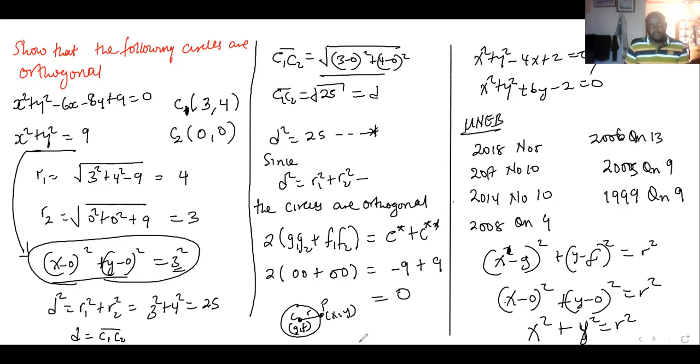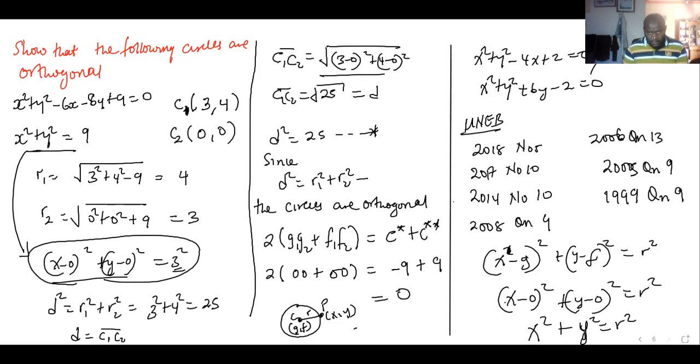Teacher, d is equal to c1 c2 is equal to root 13, correct. Excuse me, teacher, may I ask about the concluding part where you said 2 into bracket 0, 0 plus 0, 0 is equal to? I don't know where the 0, 0 comes from.